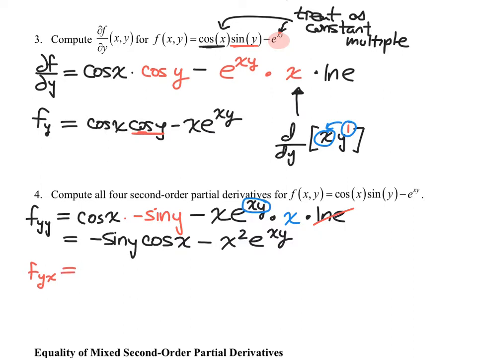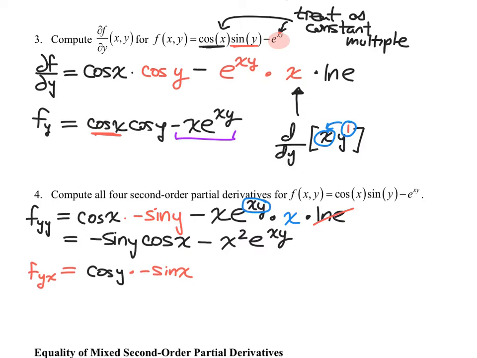All right. So f sub yx, taking the derivative with respect to x now. All right, and that spices things up a little bit. So that's telling me that I'm hanging on to the cosine of y, because that's the constant multiplier. Then I'm going to take the derivative of cosine of x, which becomes negative sine of x. That's not the part that makes it spicy. It's this part over here. I now have to take the derivative of that using the product rule.